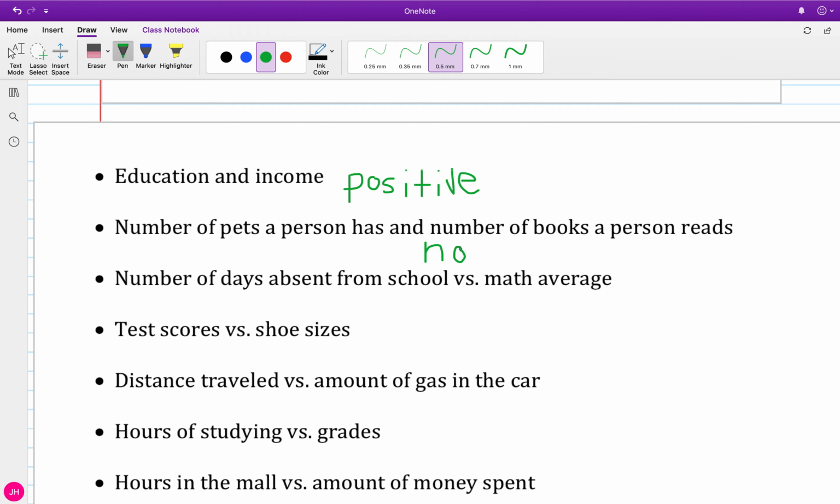The number of days absent from school versus your math average. I'm going to throw it in here just to make sure you keep up with your work. So as you increase the number of days you miss, the trend, not true for everybody, but the trend is your math average would go down because you're missing more material. So you've got that number of days increasing and your math average decreasing. So that would give you a negative correlation there.